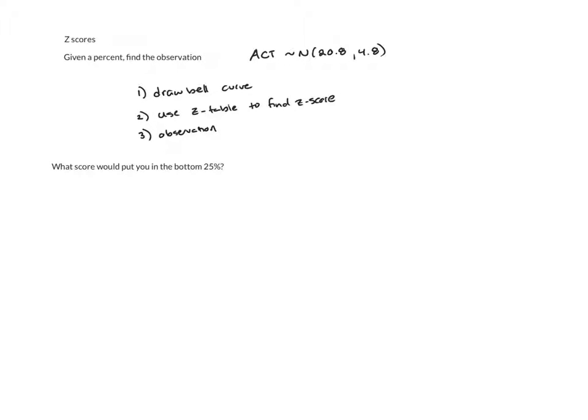Our goal is to figure out, if you take the ACT, what score would you have to get to be in the bottom 25% of people? So, first step is we go ahead and we draw our bell curve. Now, I need to pay attention to the fact that I want the bottom 25%. And if I'm doing the bottom 25%, that's below half, so that means my marker will be in the bottom half.